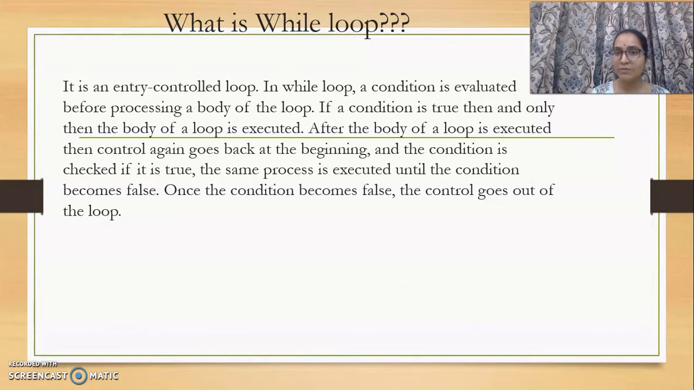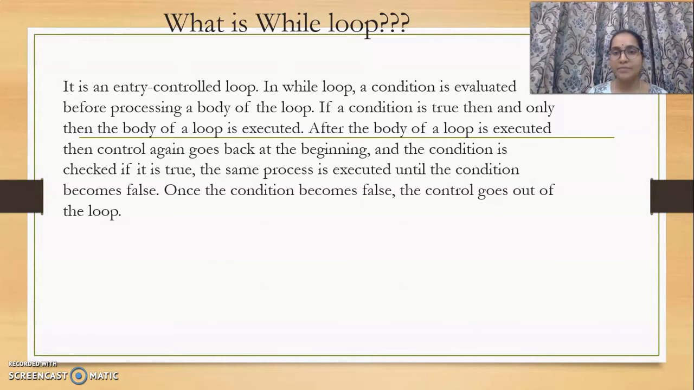When the condition becomes false, the control will come out of the body of the loop. Thus, in a while loop, we first specify the initialization, from where to start, and in the condition, where to end, and the body of the loop, the set of statements that will be executed, and the increment or decrement statement that will be updated based on the condition.